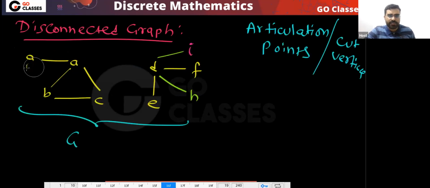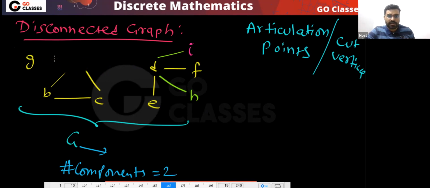Like here you can notice, if I remove this, the number of components is still 2. In this graph G, what is the number of components? That is 2. If I remove this, still it is 2. But if I remove A, then the number of components will increase. Now the number of components is total 4. Yes or no? So what are the articulation points? This A is an articulation point, because if I remove this A, then the number of components will become 4. Right now you have 2. If I remove this, the number of components is still 2. If I remove this, the number of components is still 2.